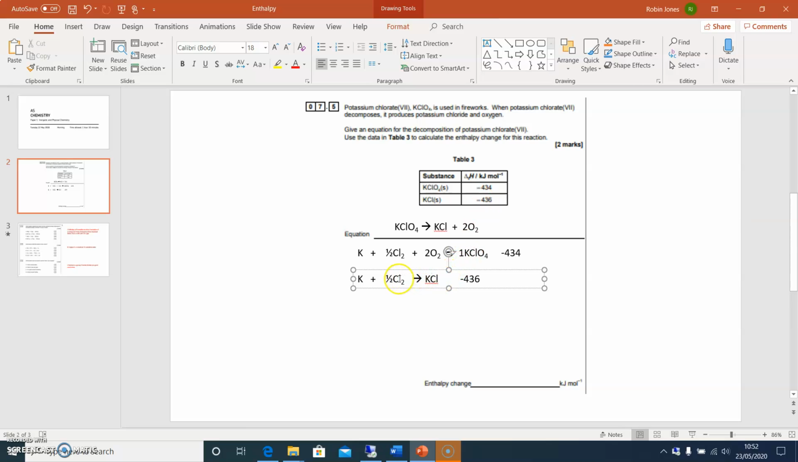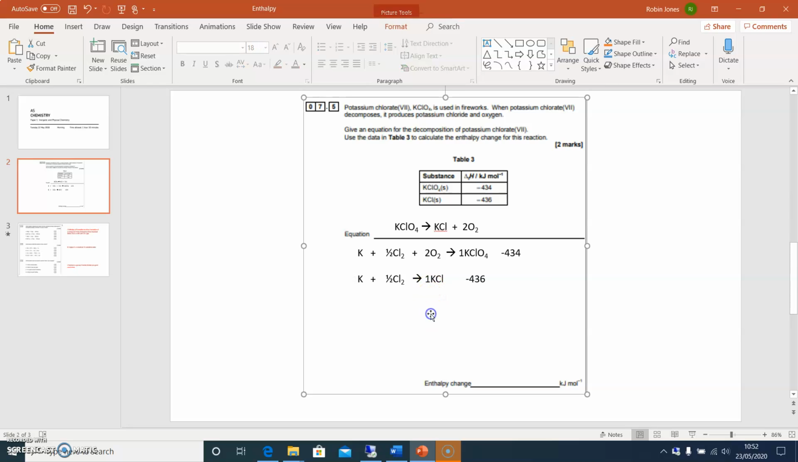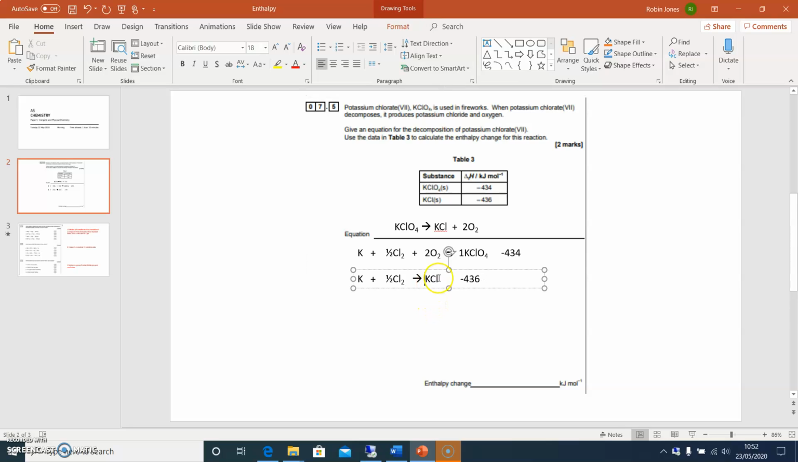Similarly, enthalpy of formation to make KCl. KCl is a solid. I'm going to make it from K, potassium, that's a metal in group 1, and half Cl2. It balances: 1K, 1K, half Cl2 is 1Cl. And I'm making 1 mole of that. Because it's enthalpy of formation to make 1 mole from the elements in their standard states. I'm going to get rid of those ones now.